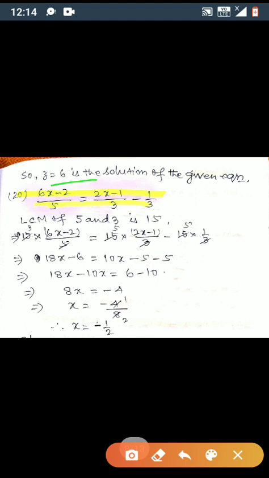Question number 20. 6x minus 2 by 5 equal to 2x minus 1 by 3, minus 1 by 3.